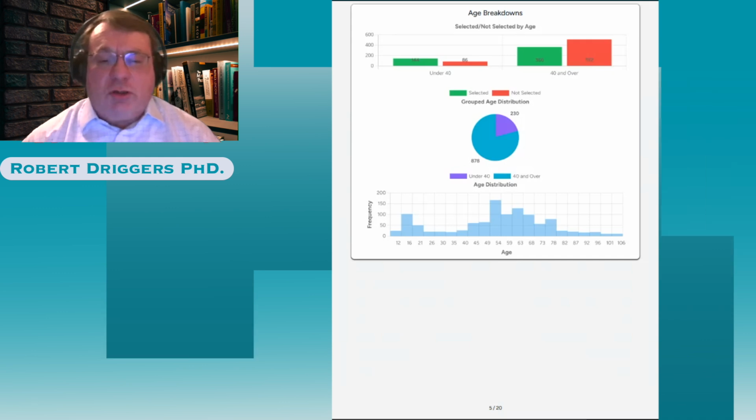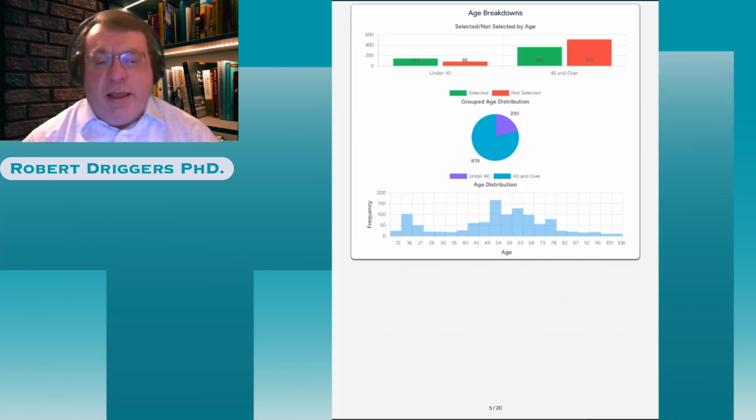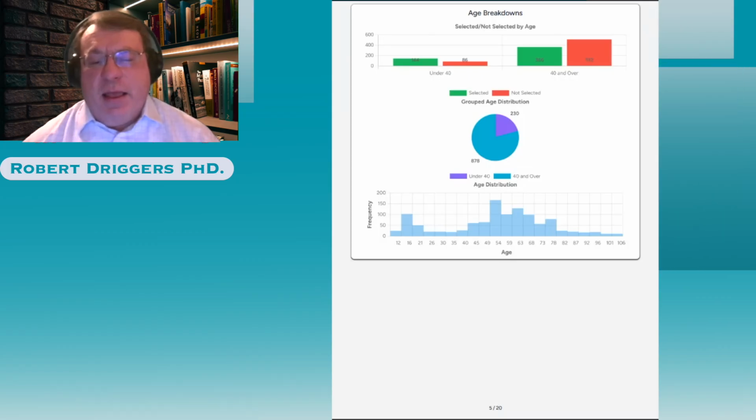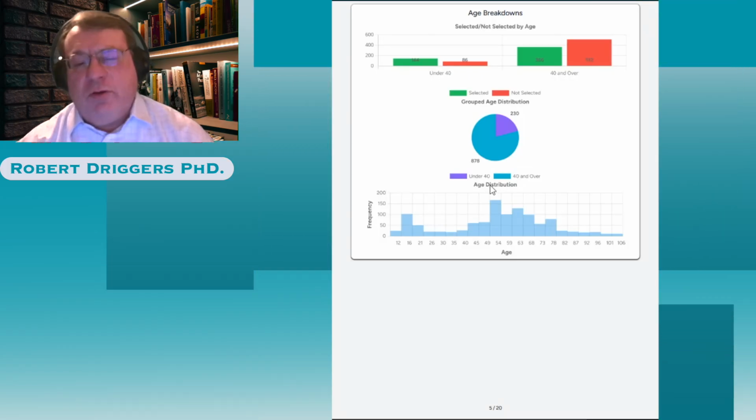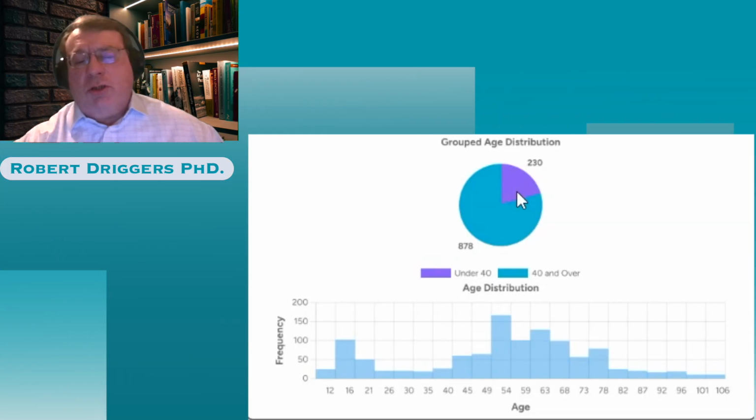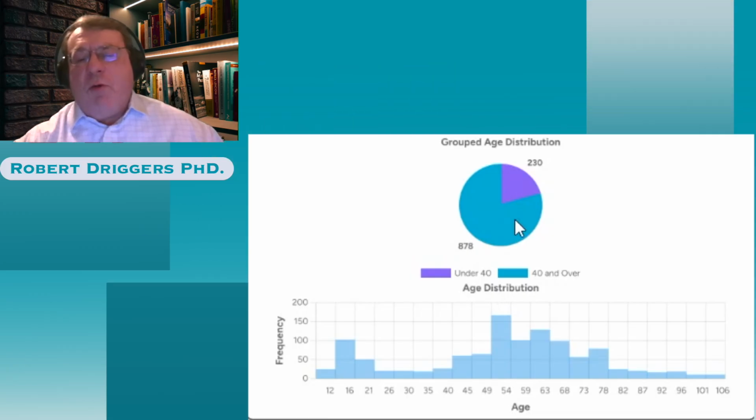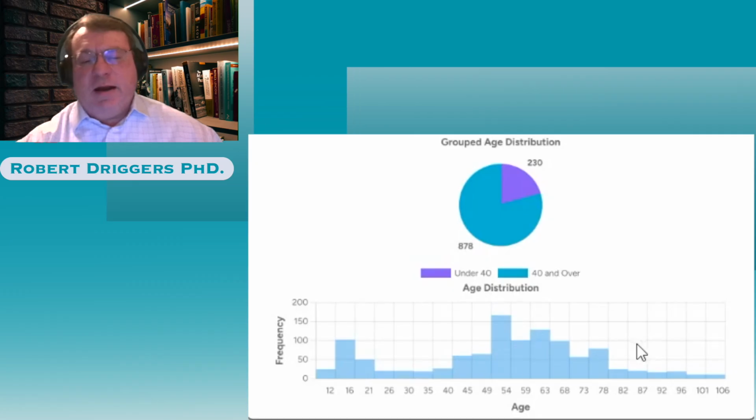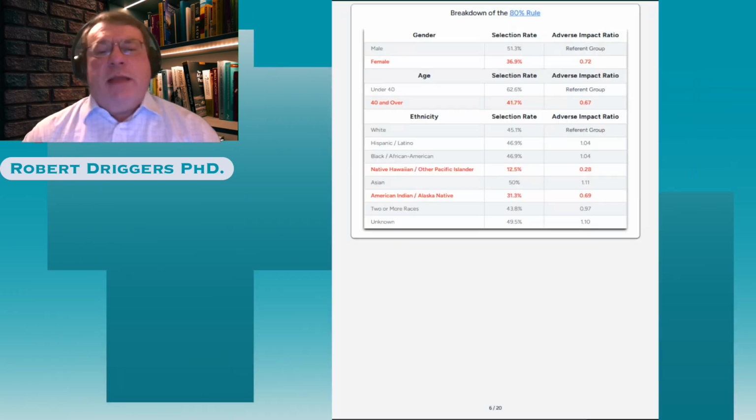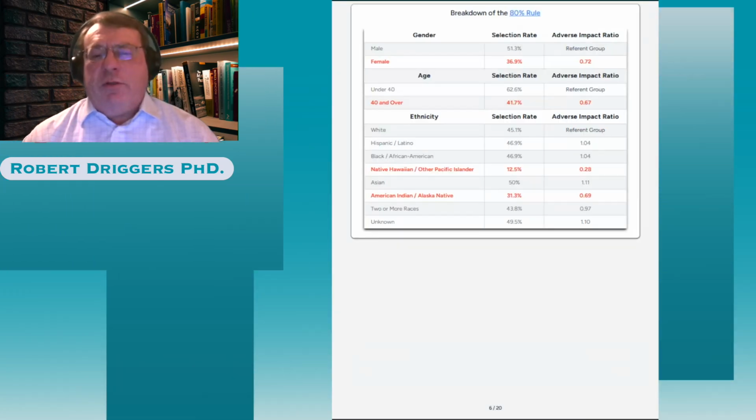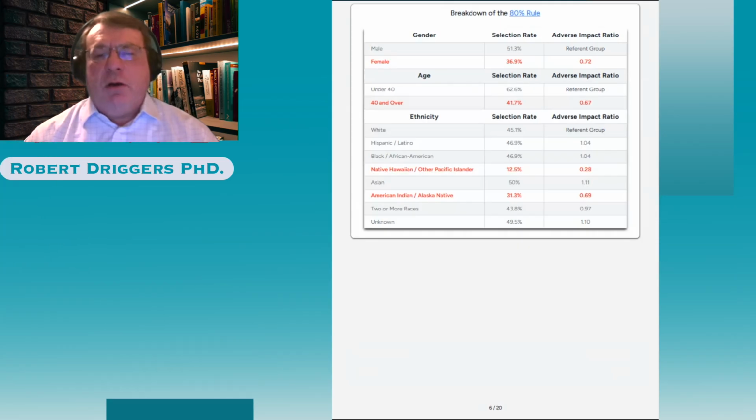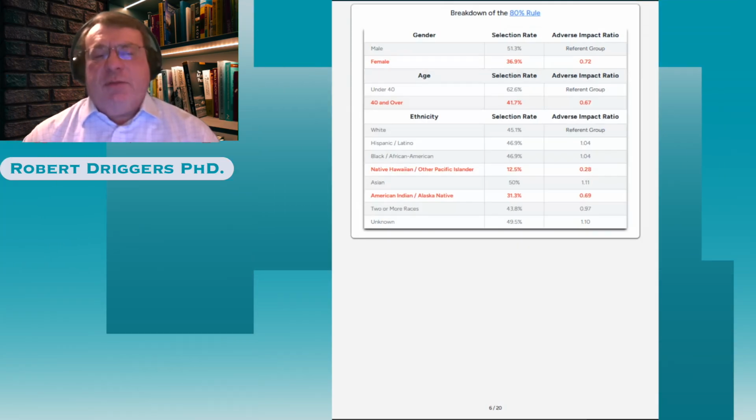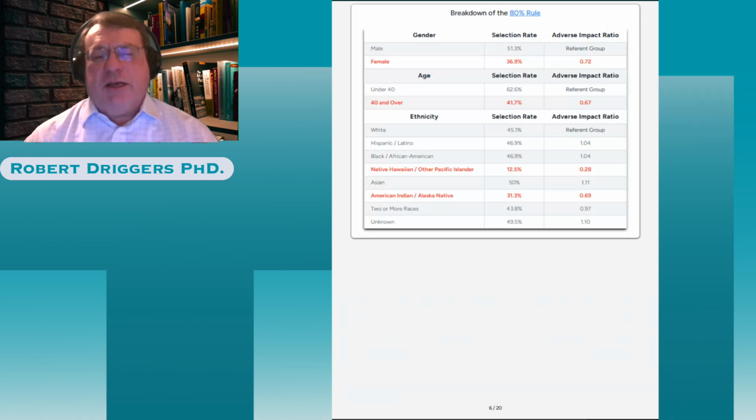The final two charts are a pie chart and a graph that indicates frequency by age and allows you to have a more proportional view. You'll note that by and large, the 40 and over group outnumber the under 40 group. And this is reflected across the diagram below as well. So now comes the exciting part where we turn the information that we described earlier into statistics that allow us to understand the adverse impact of this data set.